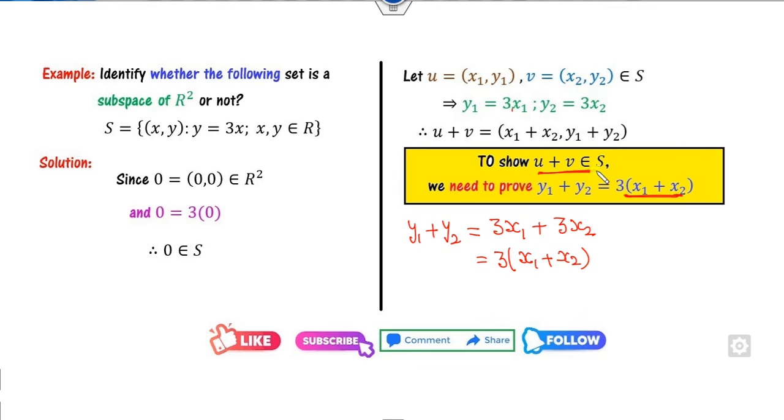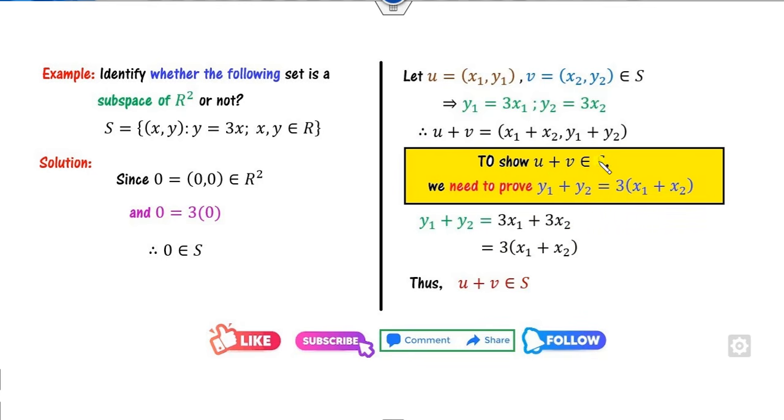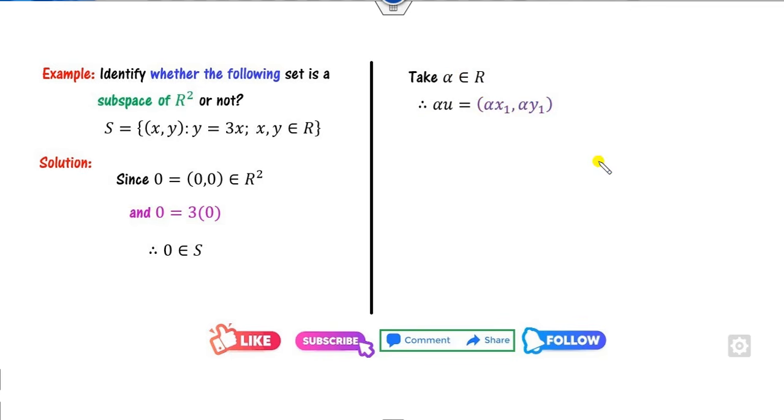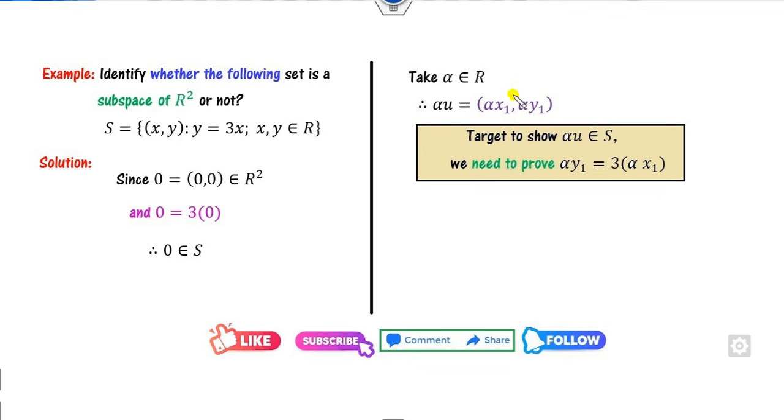So therefore u plus v belongs to S. Second property, I can choose alpha belongs to R. Therefore alpha u is my this. Your target is to prove alpha u belongs to S. That means this is my y, this is my x. I can start from the left hand side. What is the value of y1? 3x1. I can write 3 outside, alpha x1. So clearly this satisfies this property, hence alpha u is also a part of S.